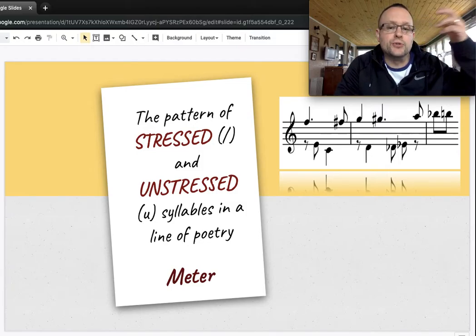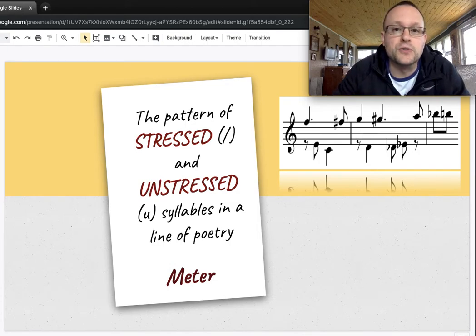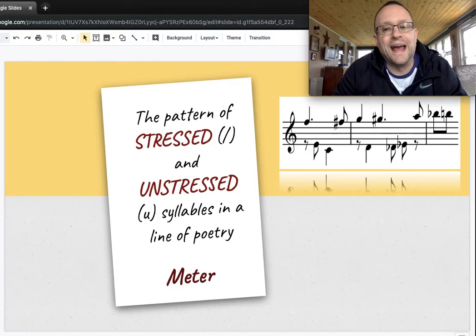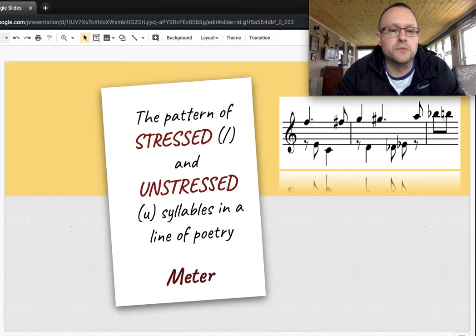A lot of traditional poems, and Dr. Seuss would also be an example of this, do have meter to them, but not all poetry has to have meter in order for it to be considered a poem, and we'll get into that in a little bit. So basically the pattern of stressed and unstressed syllables in a line of poetry is meter. There is a replication happening where you keep repeating the same combination of stressed and unstressed syllables in poetry.